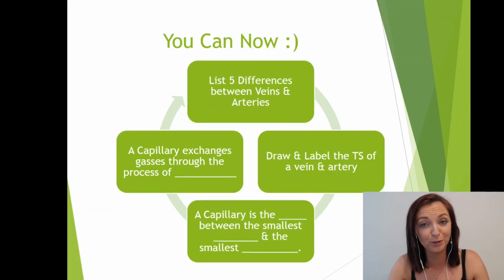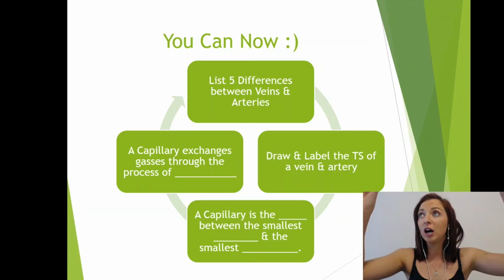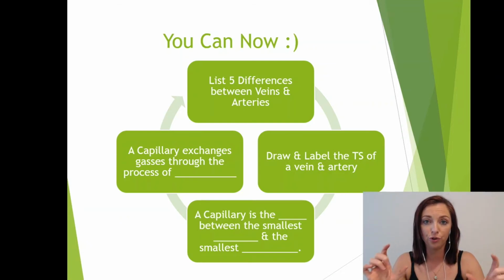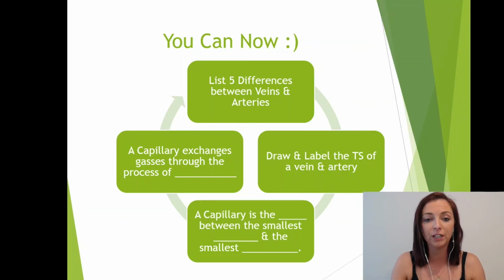So what can you do now? What should you be able to do now if you weren't texting on your phone while I was talking? List 5 differences between the veins and the arteries. So get out a white sheet of paper, split it in half, put arteries at the top, veins on the other side, list bullet points, and I want you to draw them. Draw the TS, the transection, just what we saw there. Try not to go back. Just do this without going back, and then you can go back and watch it again.